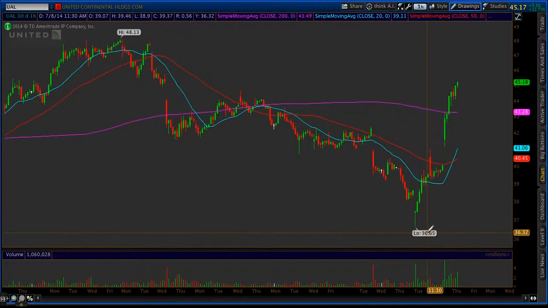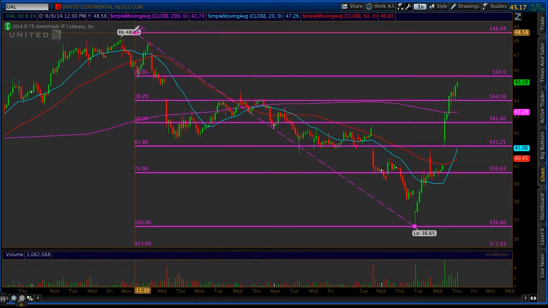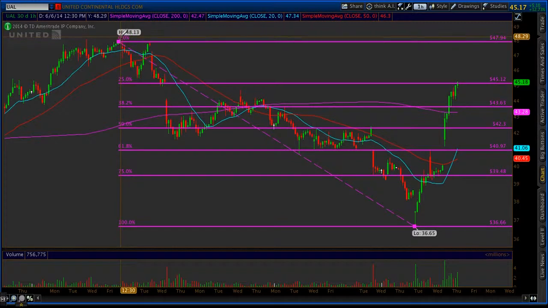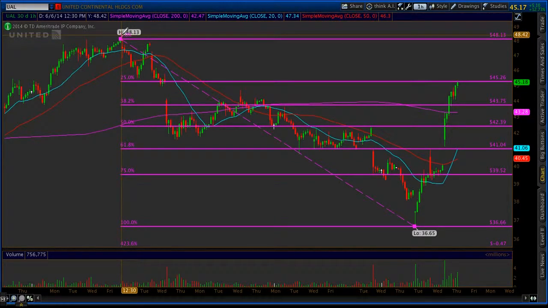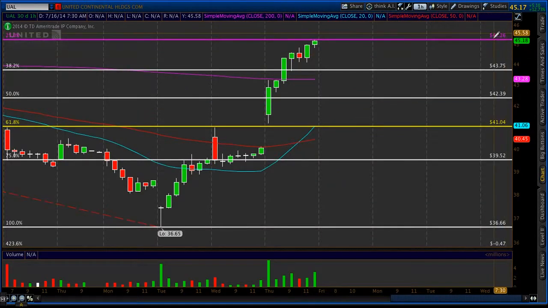I'm going to connect the 36.65 low. All right, close enough. I'm at 36.66. Connecting that to 48.13. All right. Here's your fib level, right there, 45.26. Right to the penny.